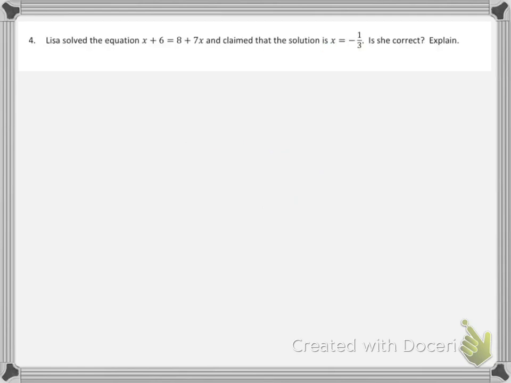Number 4. Lisa solved the equation x plus 6 equals 8 plus 7x and claimed that the solution is x equals -1/3. Is she correct? Well, let's find out. Every time I see an x, I'm going to put in a -1/3. So we have -1/3 plus 6 equals 8 plus 7 times negative 1/3. Okay? Let's see, 6 plus a negative 1/3.